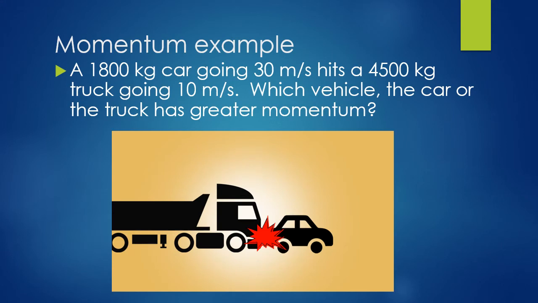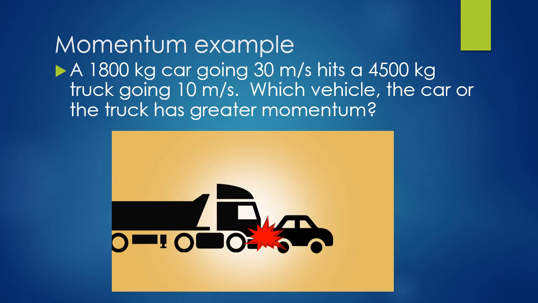So let's look at this example. So we have a 1,800 kilogram car going 30 meters per second, and it's hitting a 4,500 kilogram truck that is going 10 meters per second. So we have a collision. So which vehicle do you expect, the car or the truck, to have greater momentum?